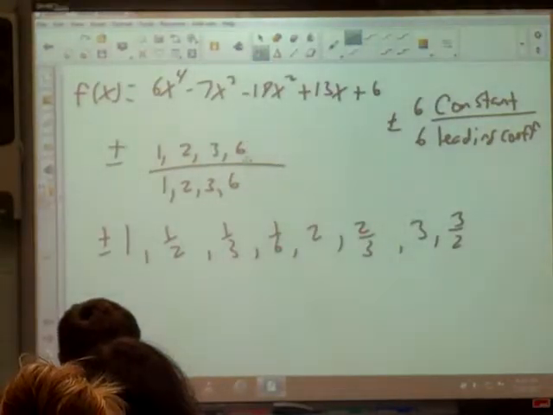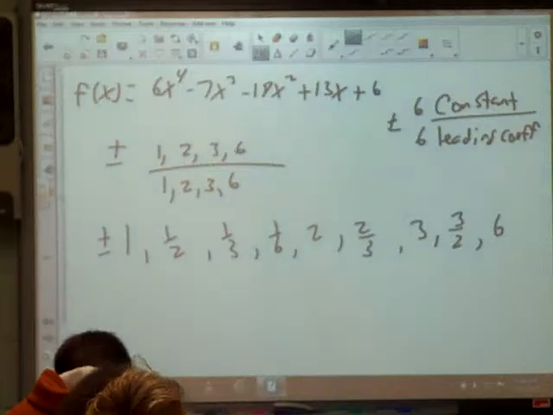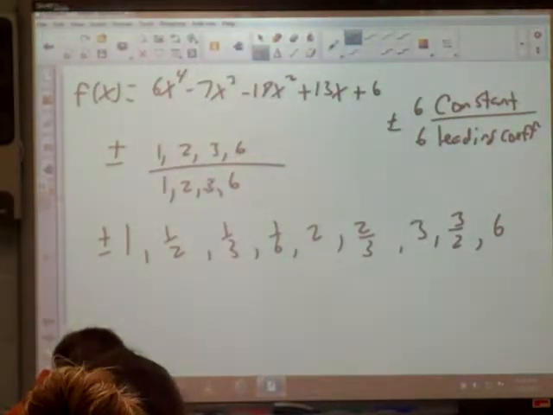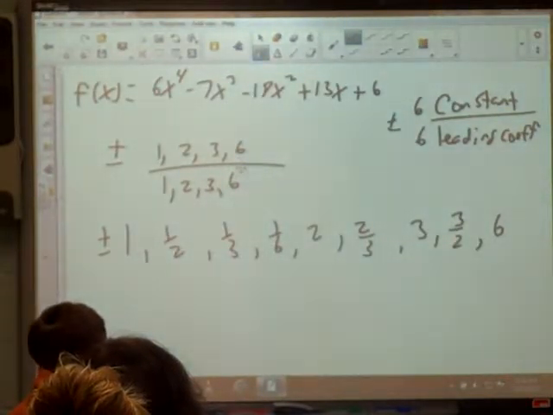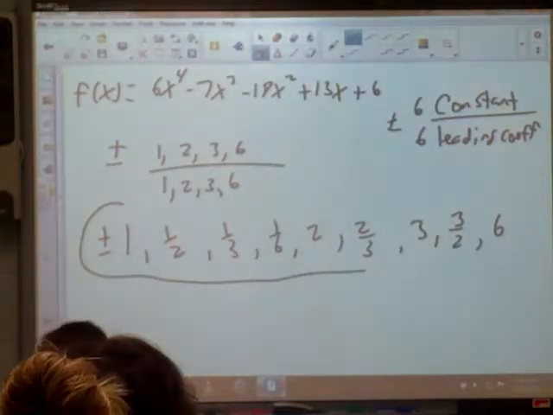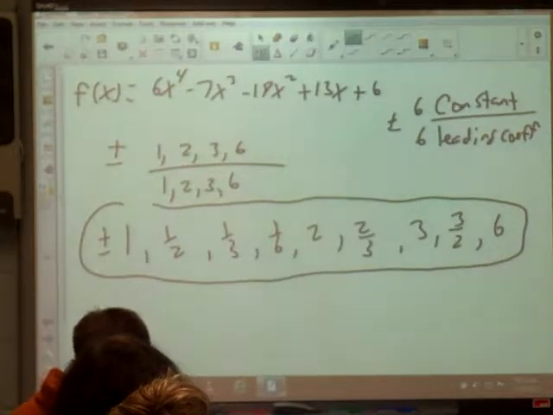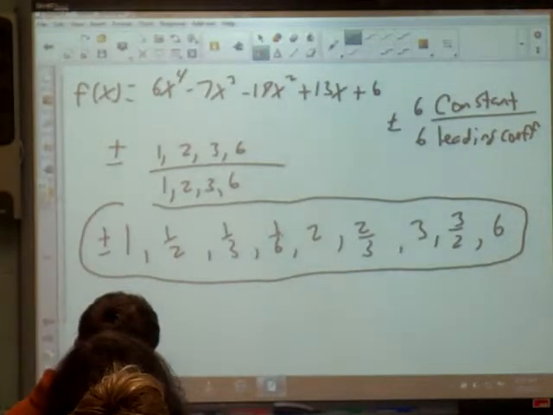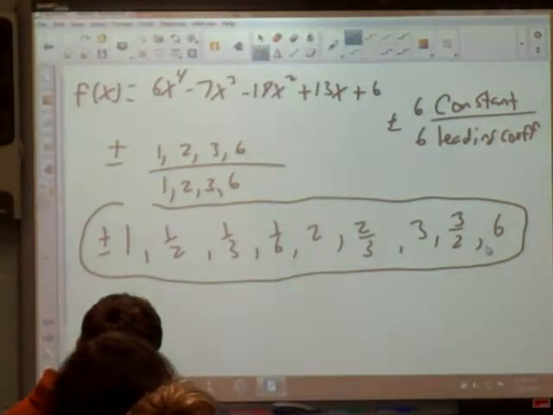Good. So we got one more left. 6 over 1. What about 6 over 2? Got it already because we got the 3. What about 6 over 3? Got it already with the 2, right? And 6 over 6. Got it already with the 1. So all of those are possible zeros. And remember, those can all be positive, negative. So we've got 2, 4, 6, 8, 10, 12, 14, 16, 18 possible zeros.